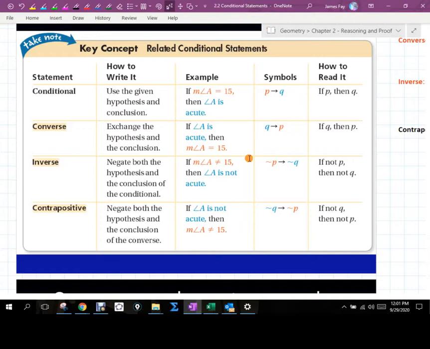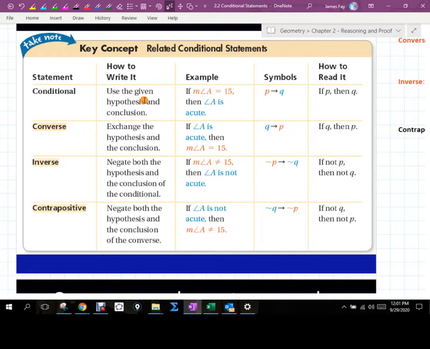All right. So the conditional statement we see here, it says how to write. It says usually given hypothesis and conclusion. Usually it's just given as an if-then statement, and that's my first one. That's my conditional. And we'll talk about the example here that they go through in a little bit and analyze that and all that kind of stuff.